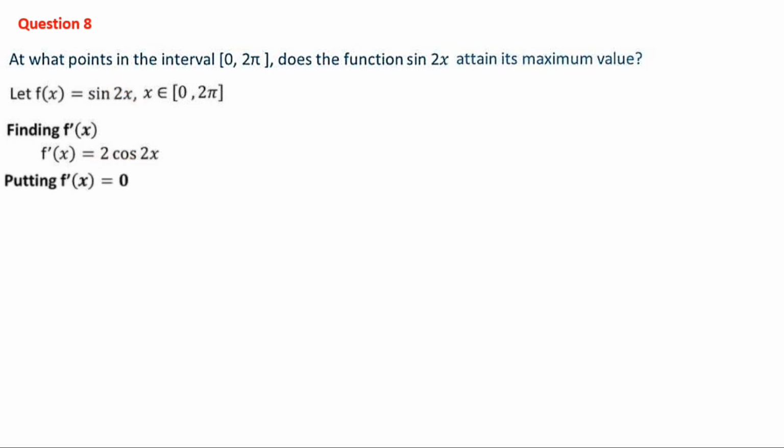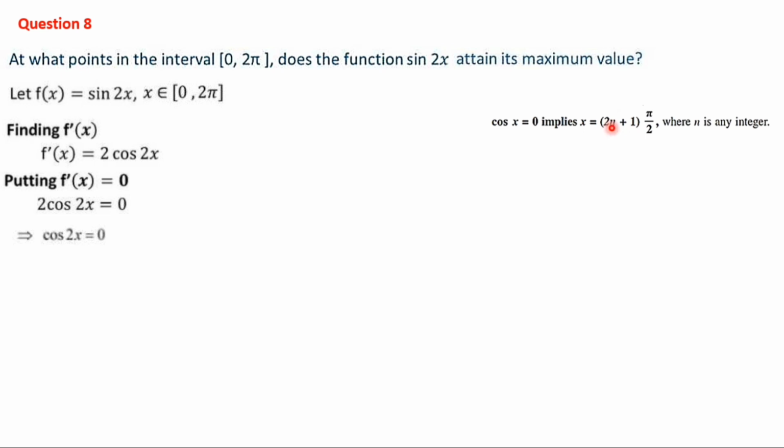Then equate f dash x with 0, which means 2 cos 2x is equal to 0. From here we will get cos 2x is equal to 0. In class 11 you have learned that if cos x is equal to 0, then x takes the values (2n plus 1) into pi by 2. 2n plus 1 is the general form of an odd number.